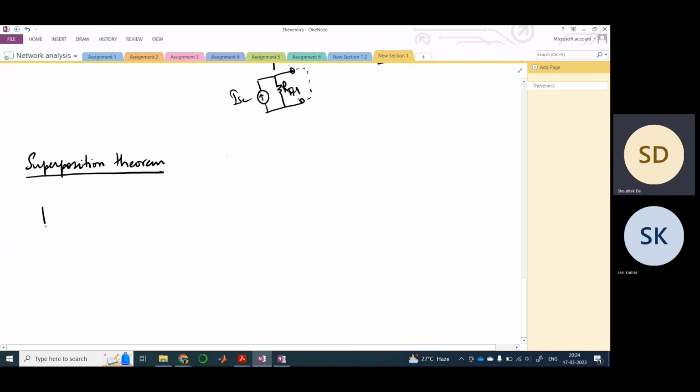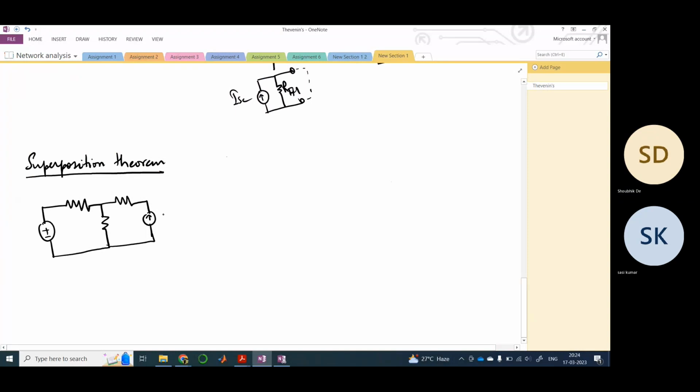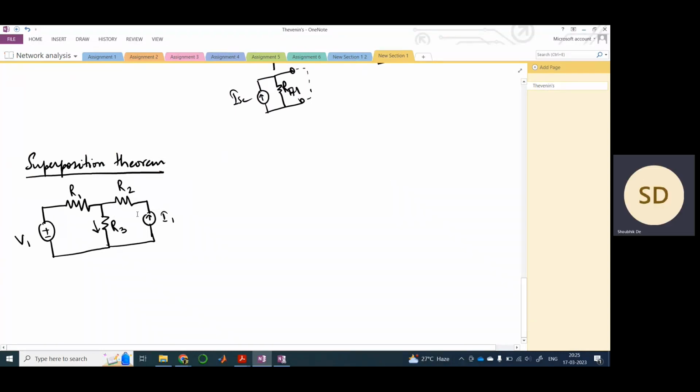So let's say we are given this voltage source, and we have these three resistances and a current source here. Let's say this is I1, this is V1, this is R1, this is R2, this is R3, and we are told to find the current flowing through R3.